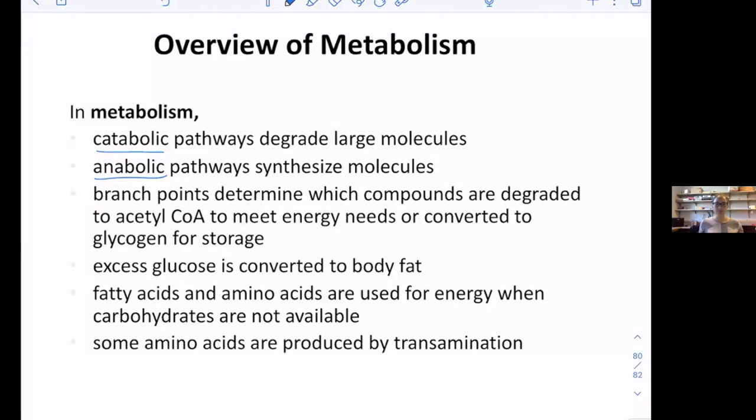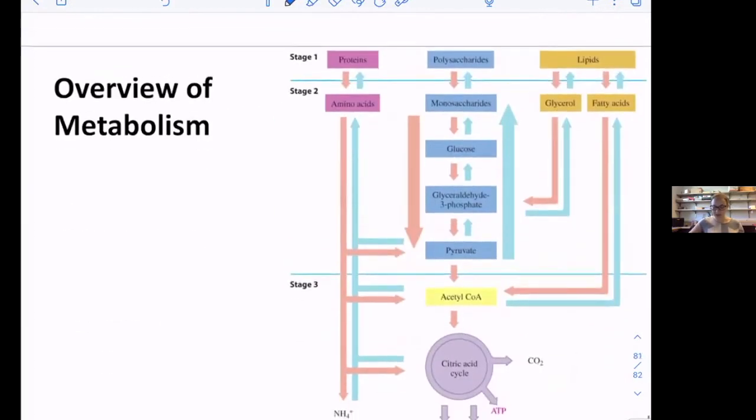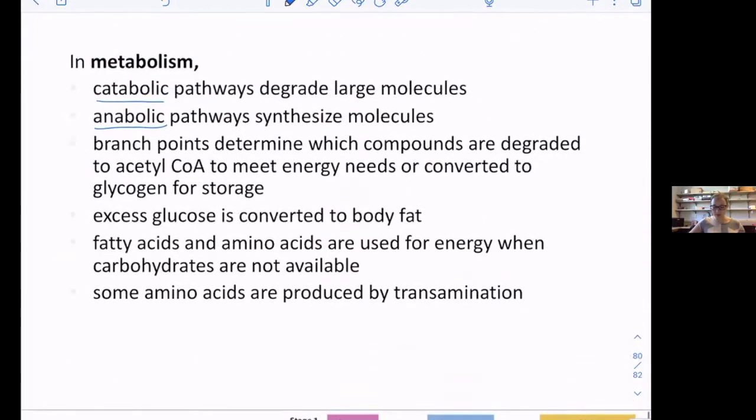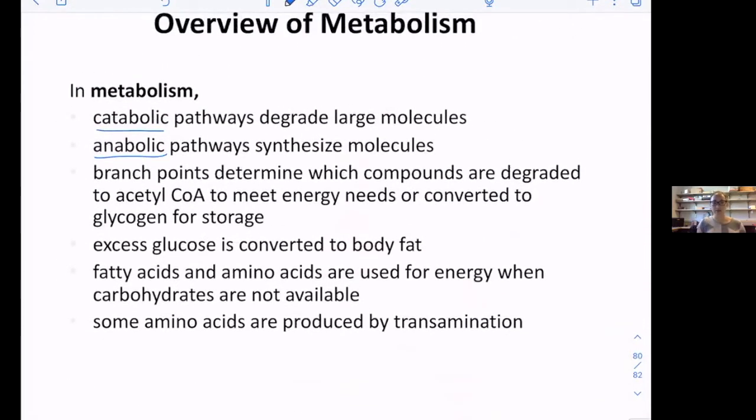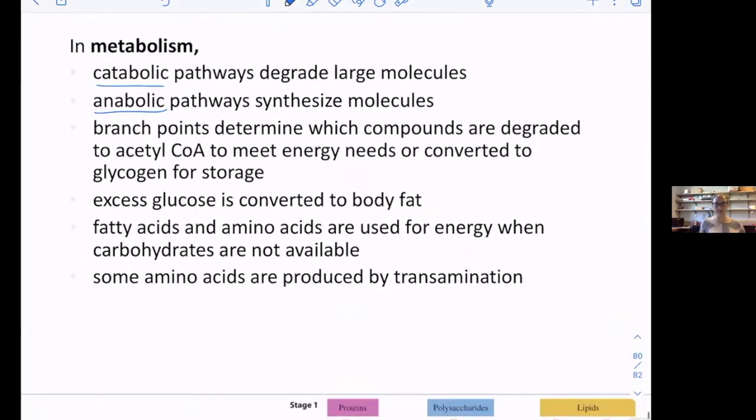So branch points determine which compounds are degraded into acetyl-CoA to meet energy needs and converted to glycogen for storage. So wherever in this process here, wherever it branches is kind of when the body decides what it needs, it will convert it to whatever it needs. Excess glucose. So if we have excess glucose, that turns into acetyl-CoA, right? And then that acetyl-CoA can then be transformed into fats. And so that's how we get fat in our body, is by having excess glucose around, excess acetyl-CoA.